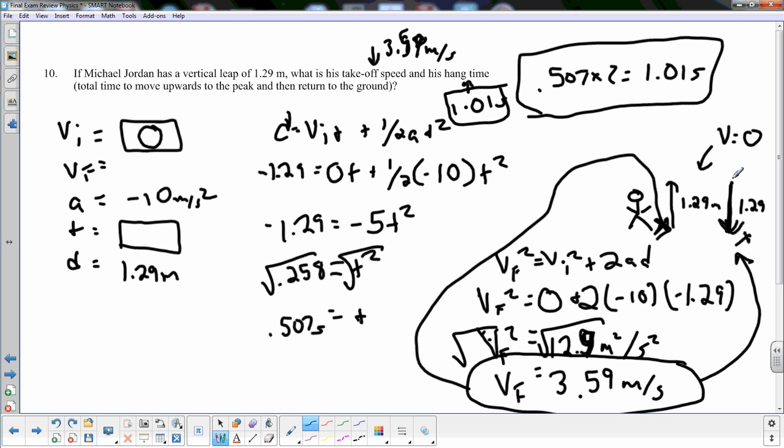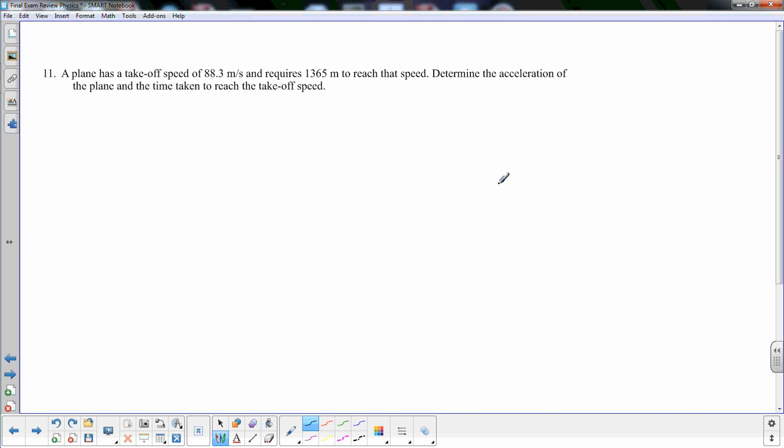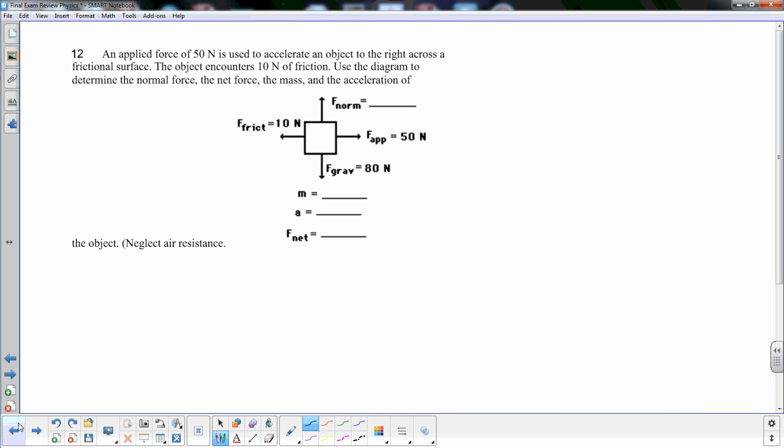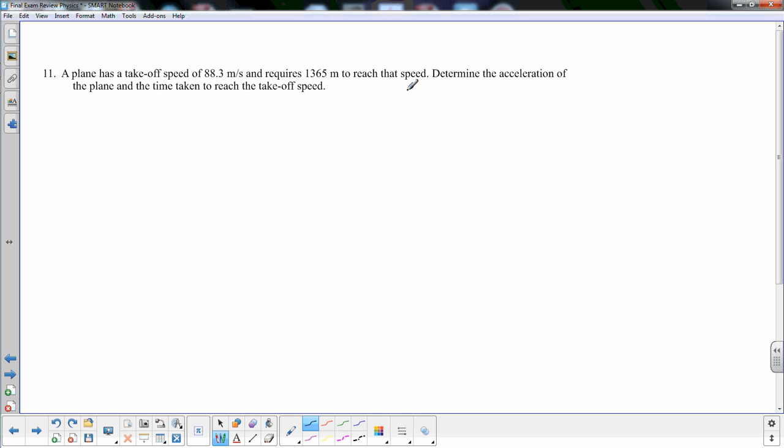A plane has a takeoff speed of 88.3 meters per second, and requires 1,365 meters to reach that speed. Determine the acceleration of the plane. Not terrible. VI, VF, A, T, D. The plane has a takeoff speed of 88.3 meters per second. How long does it take to reach the takeoff speed? Okay, so we know that's the VF, 88.3. Last time I checked, you're not getting on the plane while it's moving, so I'm going to say the initial velocity is 0.